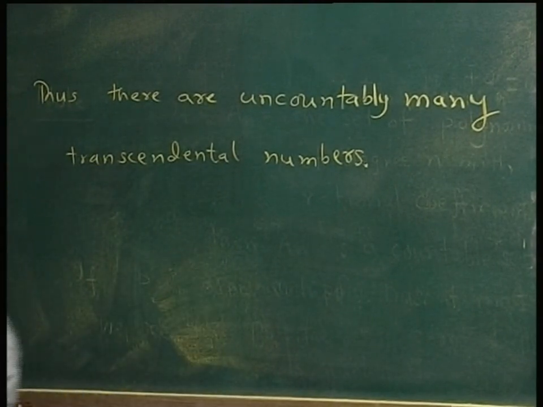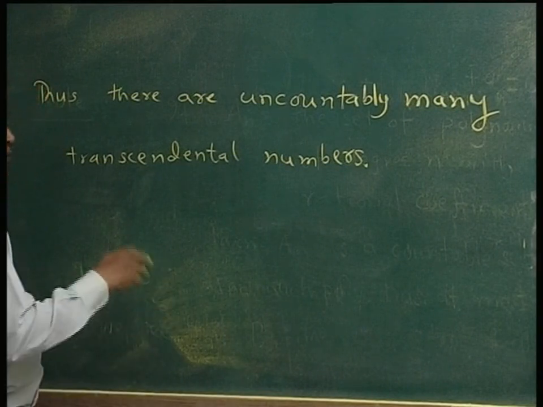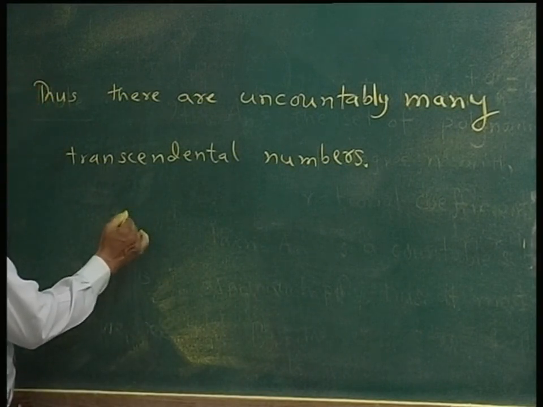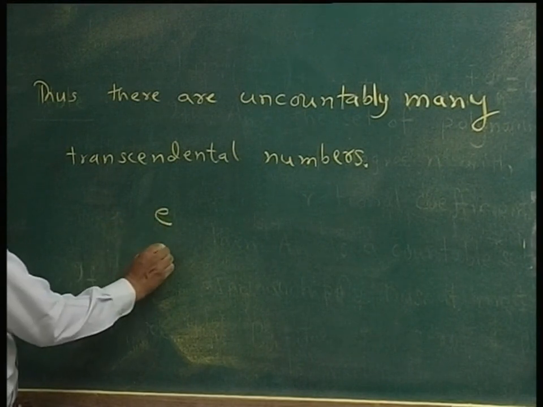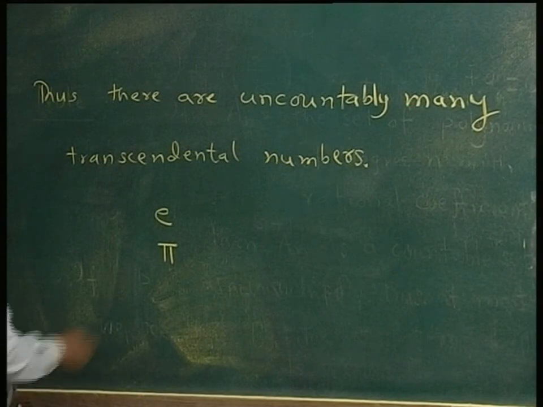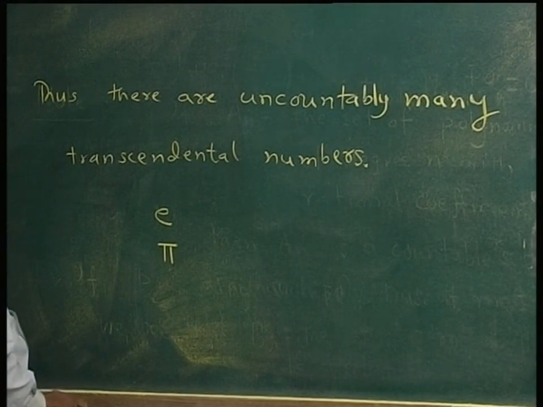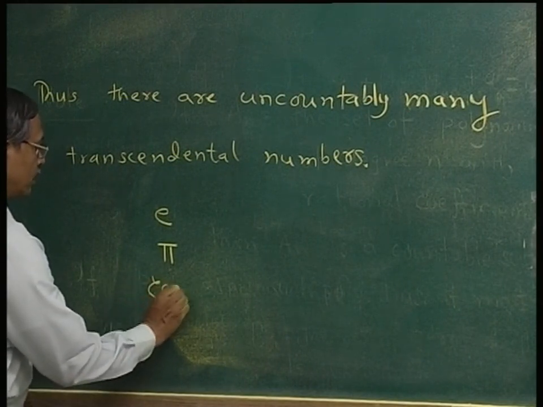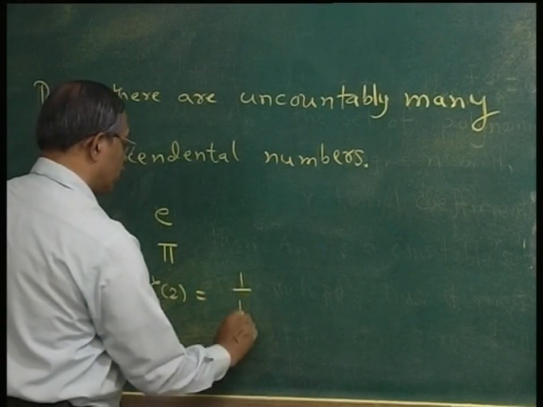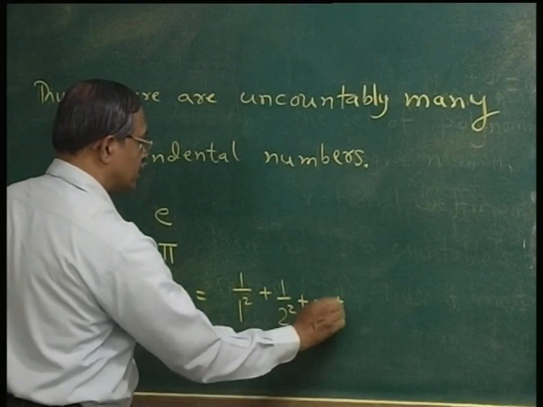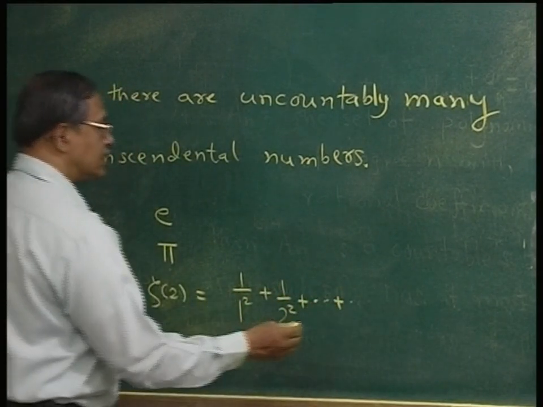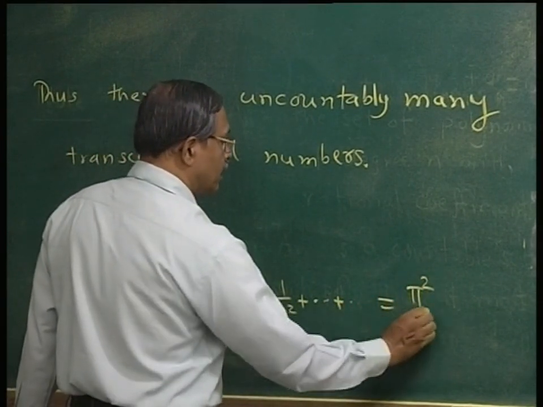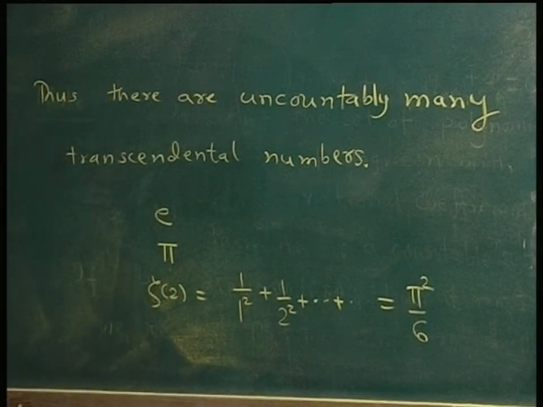It is difficult to construct examples of transcendental numbers. Some known numbers which are not algebraic are e and pi, these are transcendental numbers. You can consider the values of the zeta function, like zeta of 2 equal to 1 upon 1 square plus 1 upon 2 square plus etc. The sum of this series is pi square upon 6. This is a transcendental number.